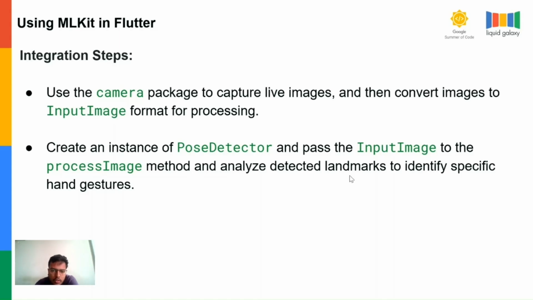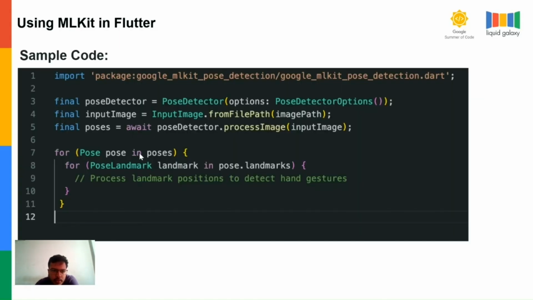Then we have to create an instance of the pose detector, as we have already seen on our plugin page. We are creating the pose detector instance, and we are passing the options as a parameter to the pose detector. So we can pass the input image to the process image function of the pose detector. We can use poseDetector.processImage, and we can pass the input image directly in there. It analyzes the landmarks and gives us the required hand gestures to be done. This is a sample code for that. This is the pose detector. We have basically given the options right here. The input image is created from the file path.